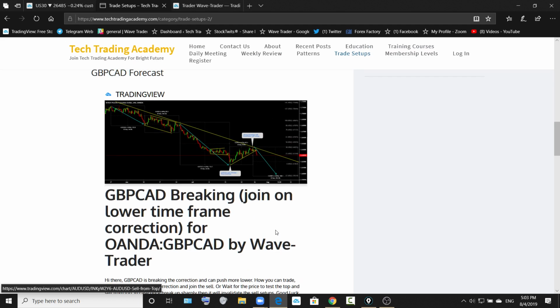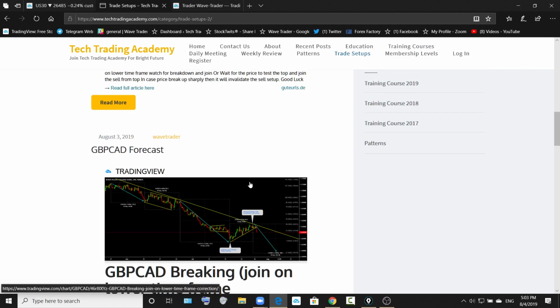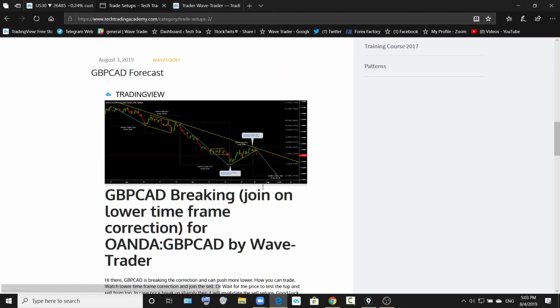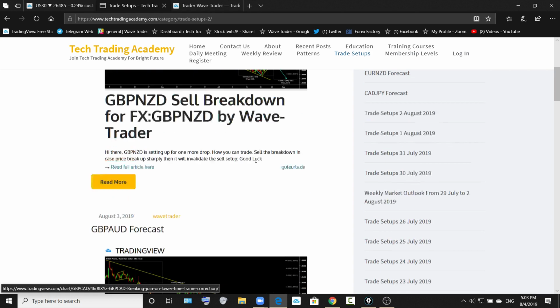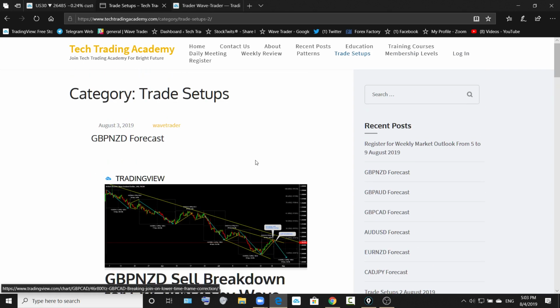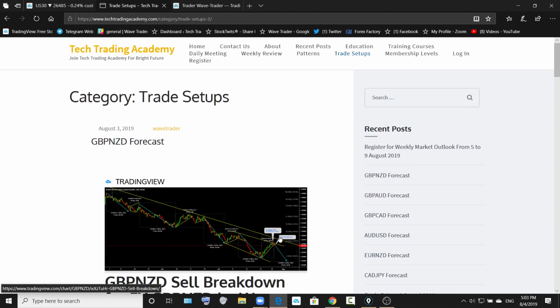Another good opportunity: Pound CAD made the move last week. I showed these charts at the start of the weekly market outlook last week, if you remember. Pound CAD went lower, Pound Aussie went lower, Pound Kiwi went lower. They hit the target last week. So those were the good opportunities.